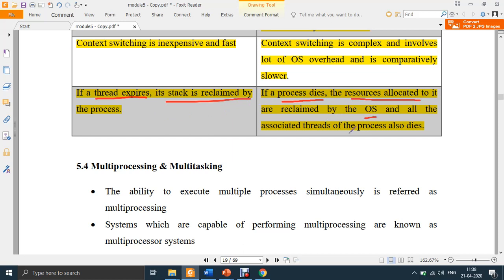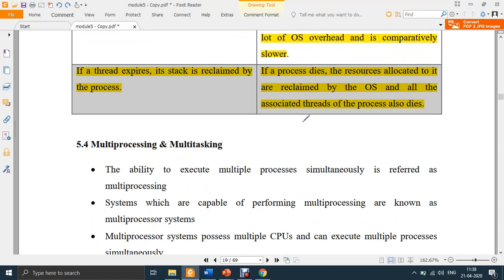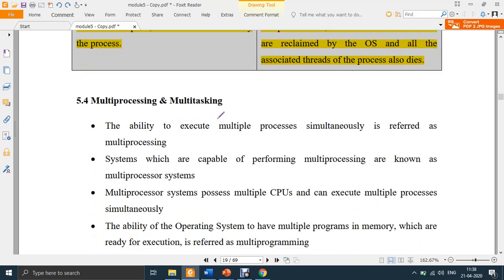So I had given the example of a human being, organ, and the cell. The same concept you have to remember. This is the end of lecture 3. We shall discuss multiprocessing and multitasking in the next class, lecture 4. Thank you.